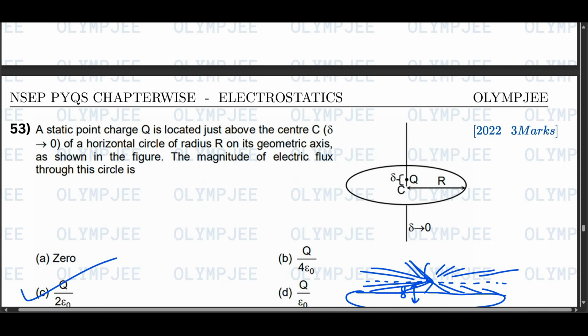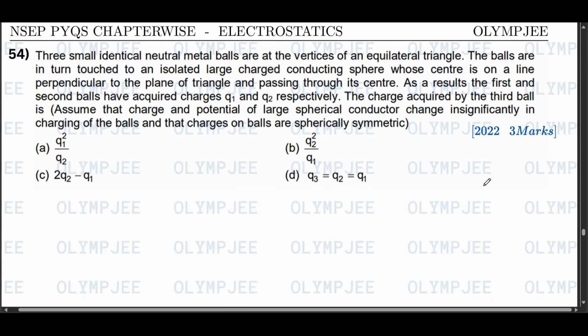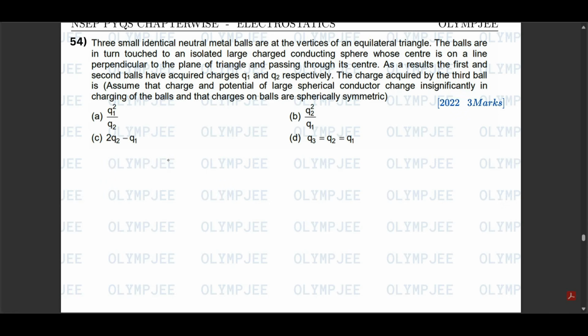So now moving on to question 54. Three small identical neutral metal balls are at vertices of an equilateral triangle. The balls are in turn touched to an isolated large charged conducting sphere whose center is on a line perpendicular to the plane of the triangle and passing through its center. As a result, the first and the second balls have acquired Q1 and Q2 respectively. The charge acquired by the third ball is. So let me draw the diagram for this question.